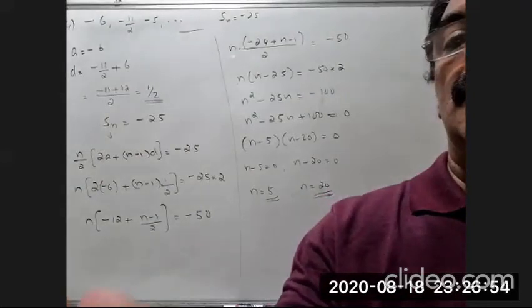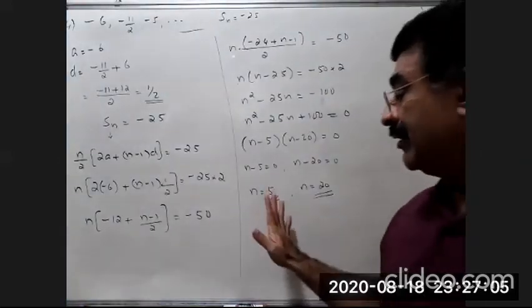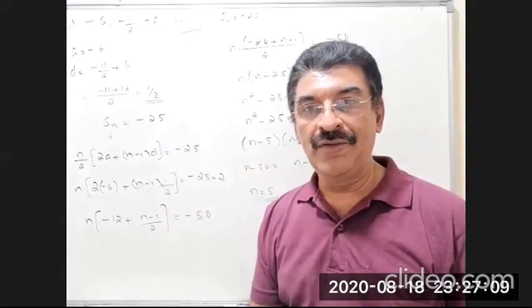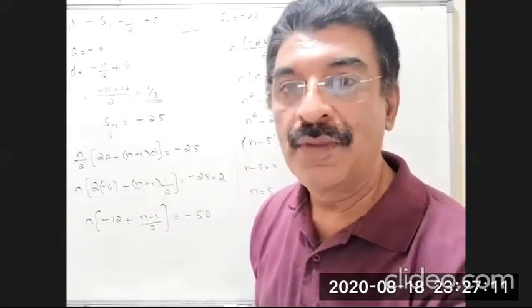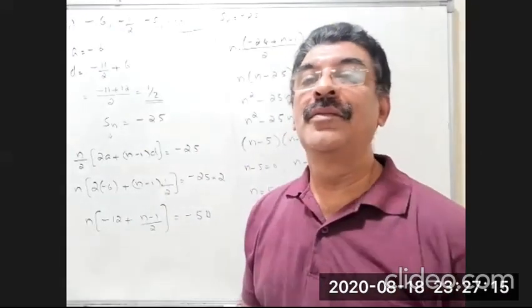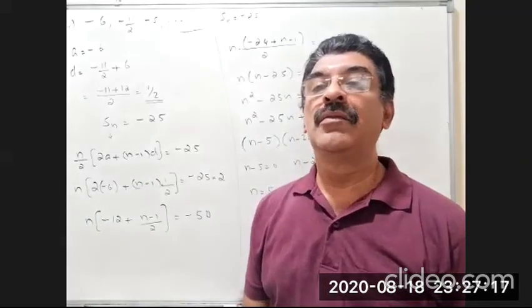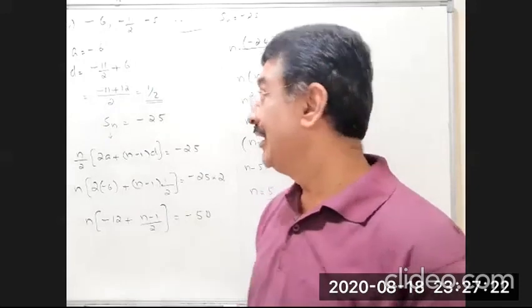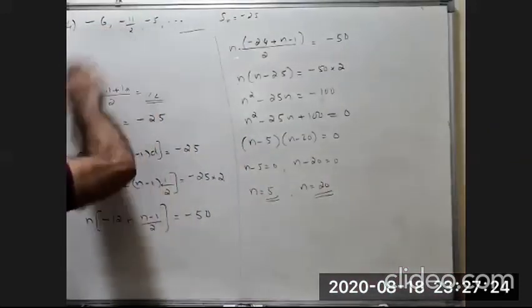Simplification. You highlight that 20 is not applicable. Why is 20 not applicable? Here, is it possible that sums of two different numbers of terms give the same sum? It is possible. Do you know how?